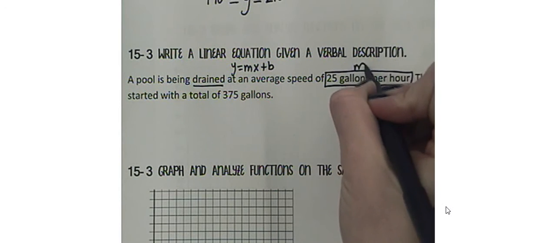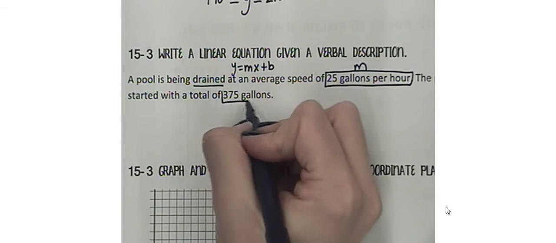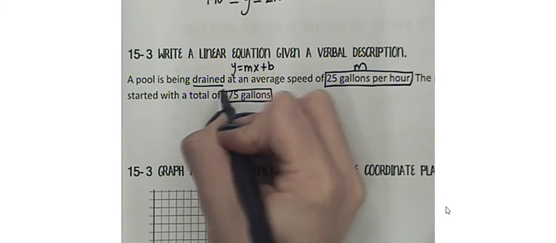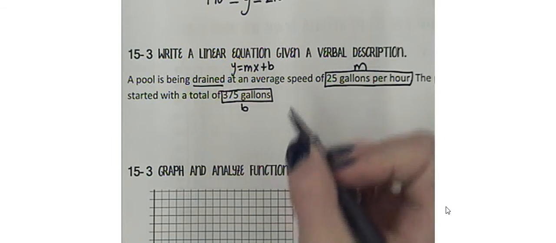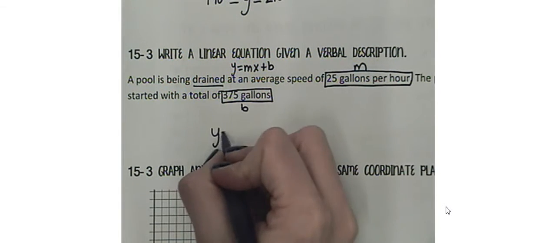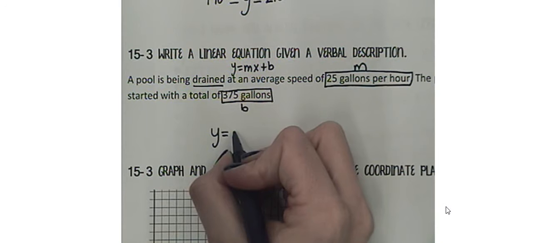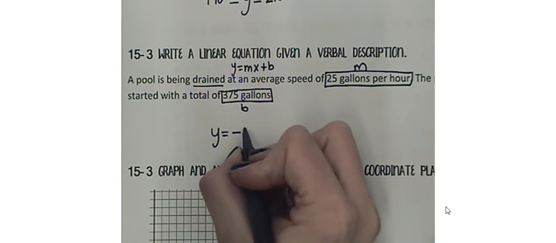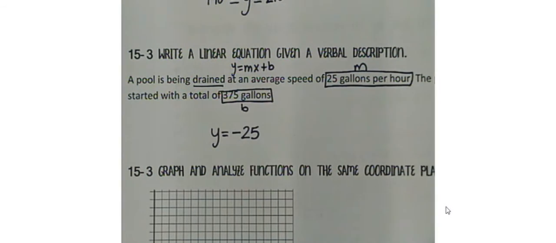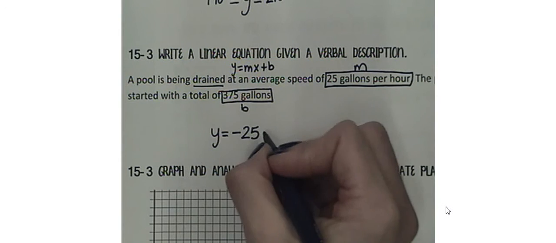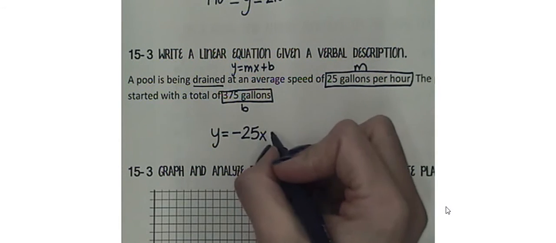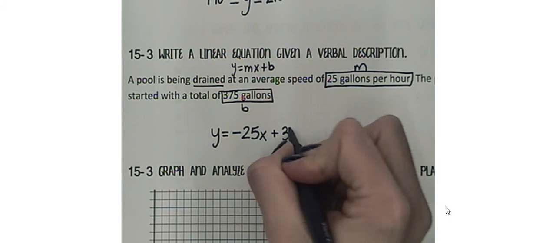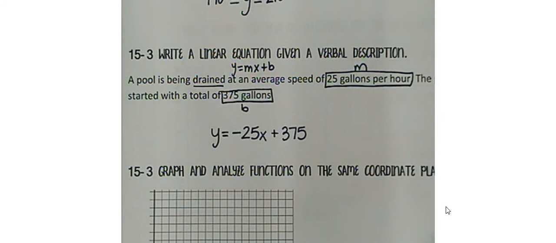This is my M or my slope. This is my starting point, my B value. So y equals, the pool is draining, it's losing water, so negative 25 gallons per hour. I'm just going to use an X. We could use an H for hour, it doesn't tell us. Plus my starting point is 375 gallons of water. Perfect.